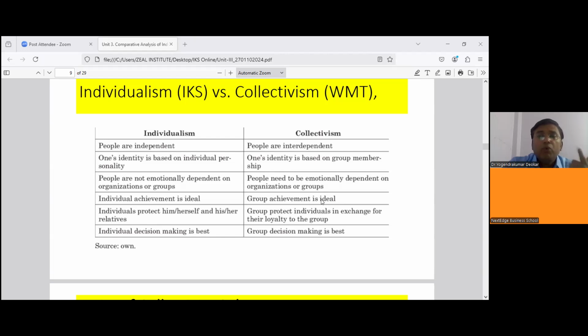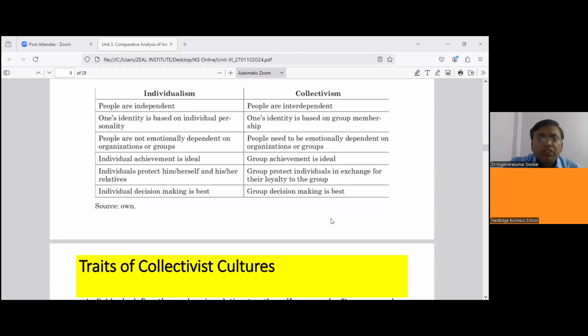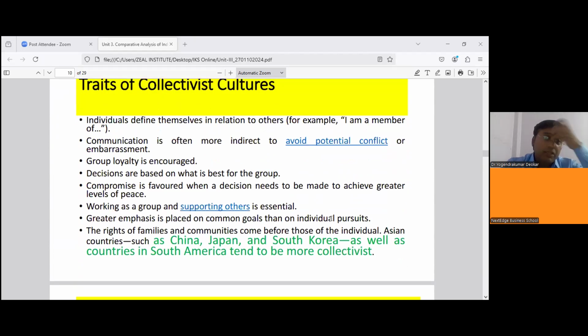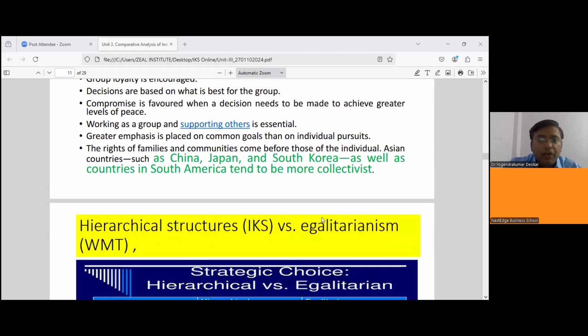Means you have your own path. Bhagavad Gita teaches you that you are solely responsible for your destiny. Okay, in this way, individual achievement is ideal in individualism. Group achievement is ideal in collectivism. So this definition or this difference is very important from the examination point of view, which we should always study.